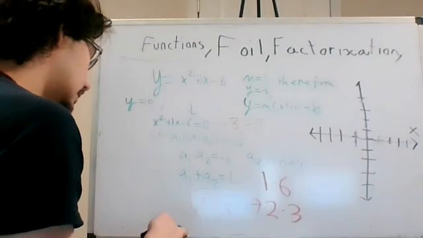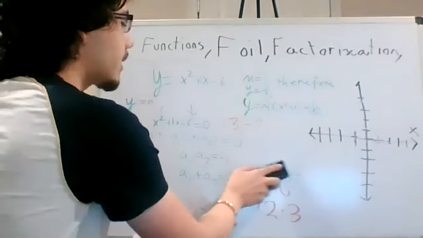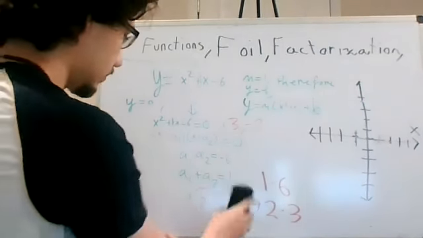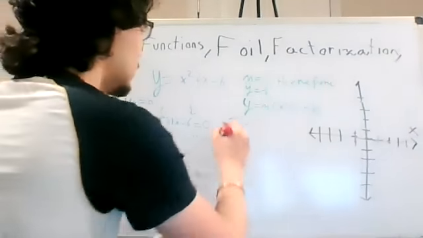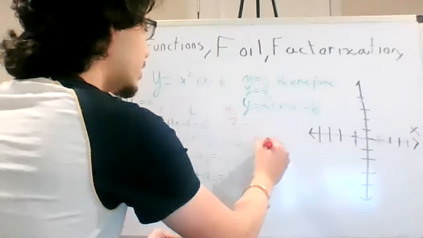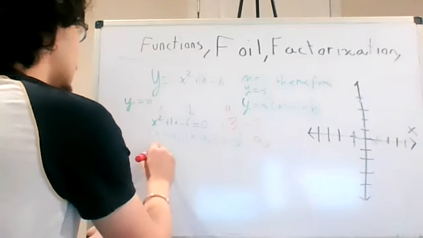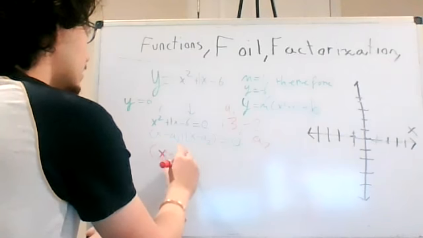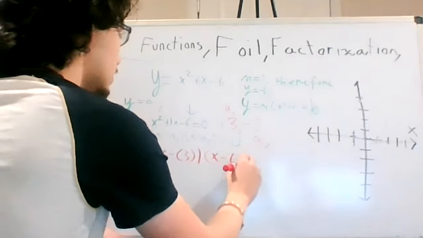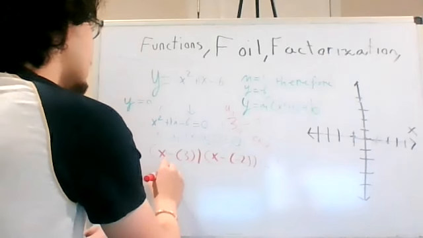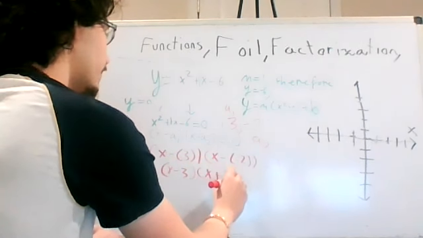Here, I'll just show you. So we got 3 and -2. So a1 and a2 are 3 and -2. Let's write it out. We'll say a1 is 3, a2 is -2. So we plug it in and we have x minus 3, and then x minus -2 equals 0. So x minus 3 times x plus 2 equals 0.